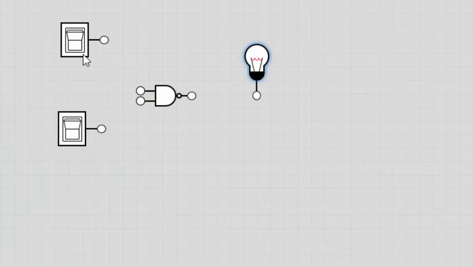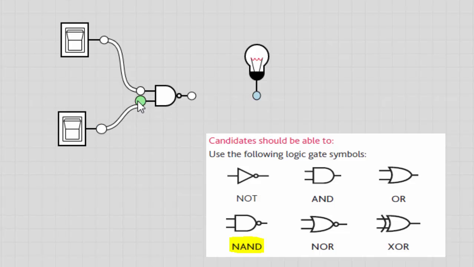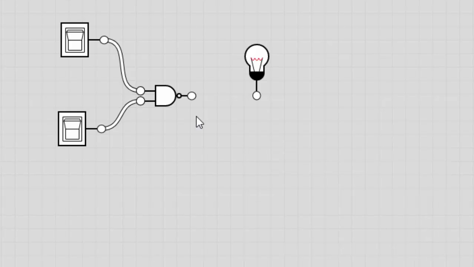I have my input A, I have my input B. Let's connect them to this NAND gate. Now let's take a look at the values going through this AND gate. And notice we have this inverter, this little circle on the end. That's how we differentiate between an AND gate and a NAND gate. Those are two different symbols entirely. So make sure if you're writing a NAND gate, you put this little circle on the end so your examiner knows that you are distinguishing between an AND and a NAND gate.